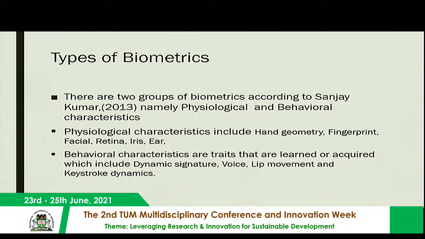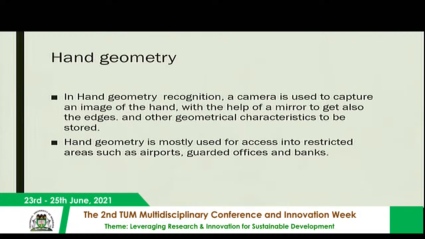Physiological characteristics include the hand geometry, fingerprint, facial, retina, iris, ear. Those are among the physiological characteristics of a human being. The behavioral characteristics or traits include dynamic signature, voice, the lip movement, and also keystroke dynamics. Next.